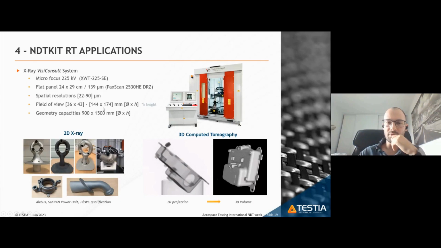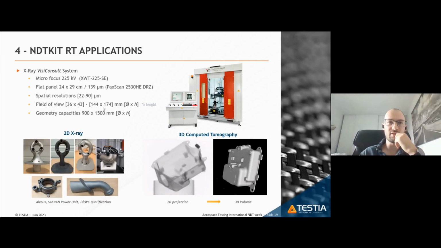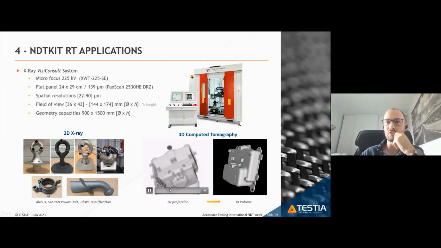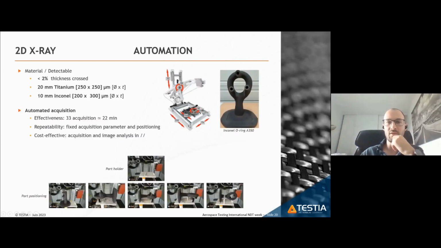So we can place part around 90 centimeters by 150 centimeters inside of the cabin, and we have a limitation of loading around 100 kilograms. With the systems, we can perform 2D acquisition and 3D, and I will show you some examples. Here are parts, it's additive layer manufacturing part that are in serial production, and here also on which we perform some computed tomography. So let's start with 2D inspection.